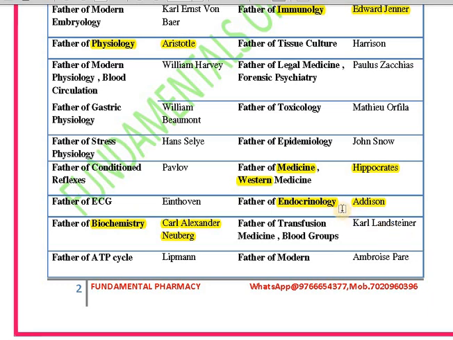Then Carl Landsteiner. Carl Landsteiner is the father of transfusion medicine and blood groups. Transfusion medicine means every medicine that is given by the intravenous route, and the father of transfusion medicine is Carl Landsteiner. He is also known as the father of blood groups. Okay, you must remember these terms. Moving on to the next.